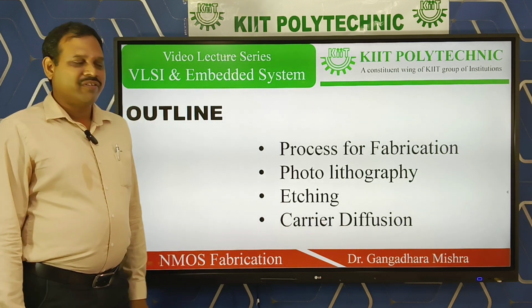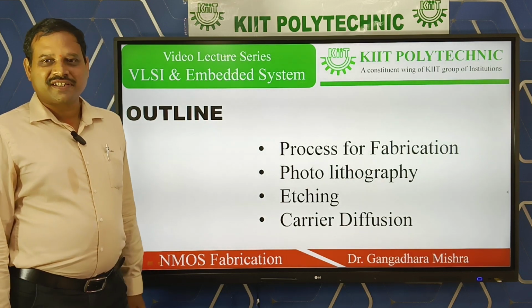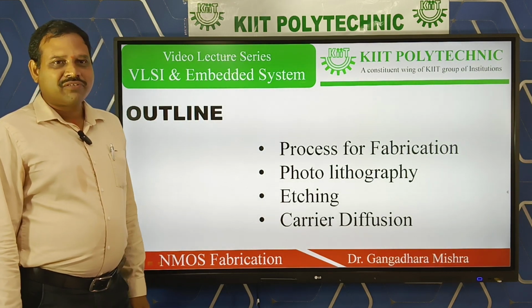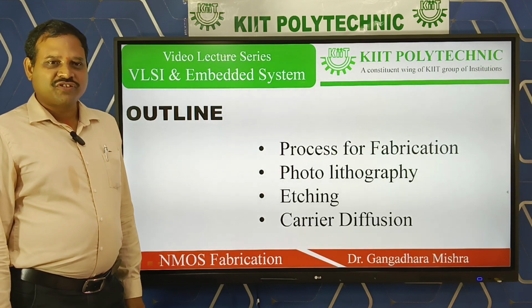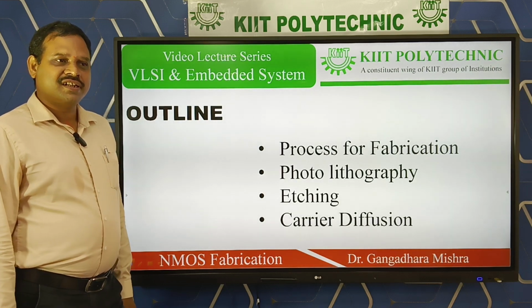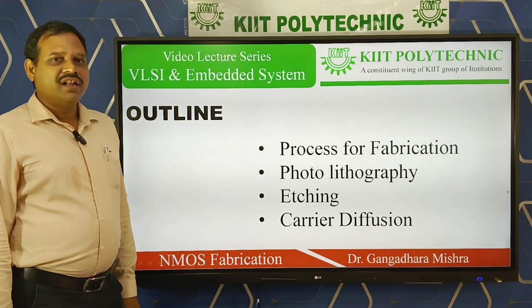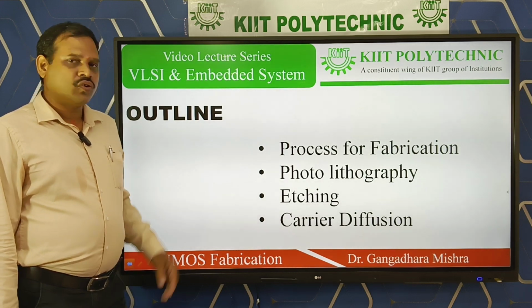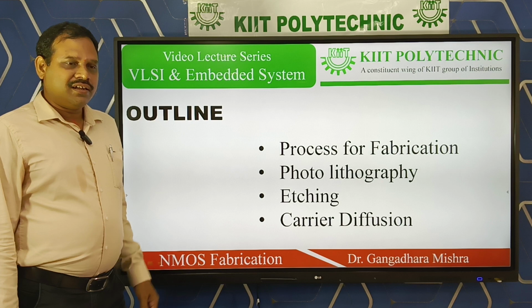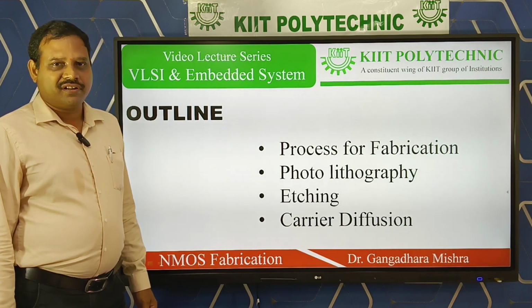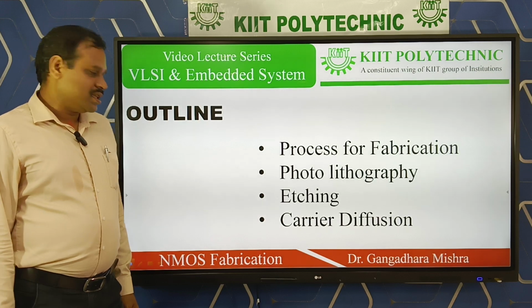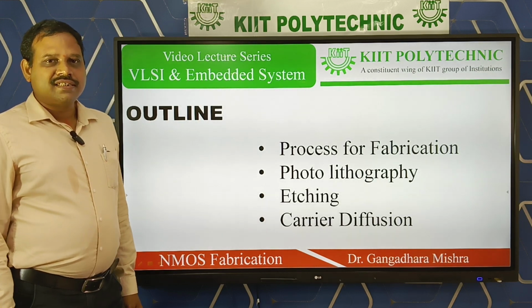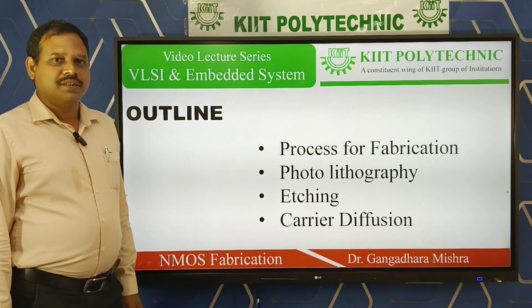Today we are going to cover our topic, NMOS fabrication. So the course outline is as follows. We will start the fabrication process, and during our discussion we will look at what is photolithography, etching and carrier diffusion. Step by step we will see how the ICs are fabricated on a semiconductor chip.